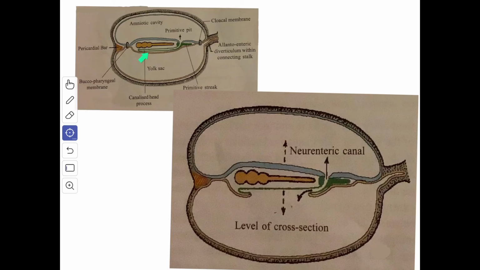The cells in the floor of the notochordal canal fuse with the underlying endodermal cells of the roof of the yolk sac, and subsequently both the cells disappear in the craniocaudal direction. And the notochordal canal communicates with the yolk sac.